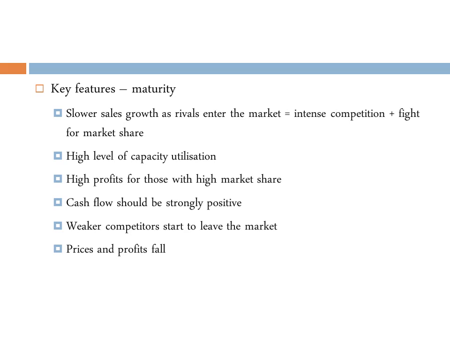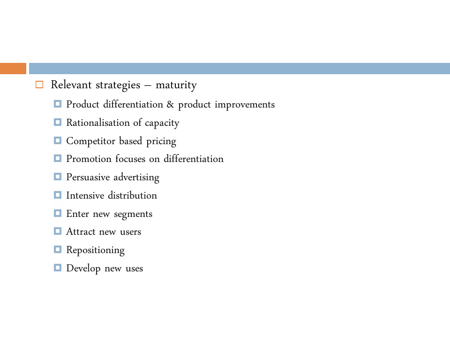Promotion, in this sense, we might not be spending as much, but we're spending it in a different way to how we might have done in the growth stage. There are several ways in which the business can encourage customers to continue buying its products in the maturity stage. That's what we call extension strategies, but we'll come on to those in a second. So what are our relevant marketing strategies when we get to the maturity stage?